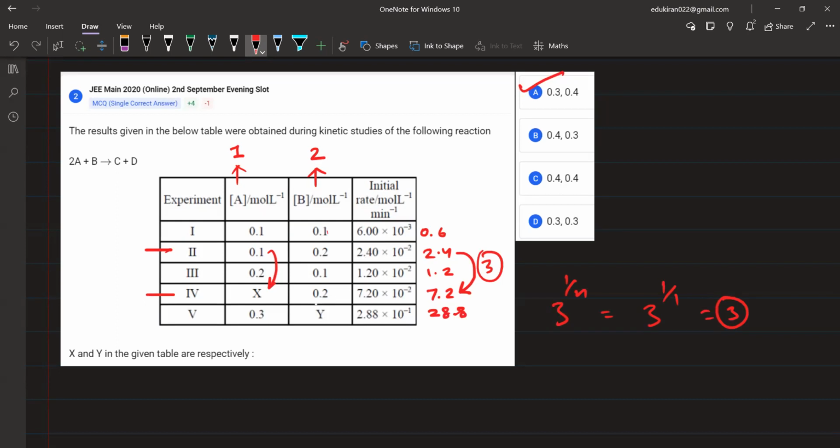Yes, sir. Similarly, if you look at 4 and 5, this is 0.3 आ गया. 7.2, this is 4 times. ठीक है. तो 4 to the power of 1 upon n. What is the order with respect to B? 4 to the power 1 upon 2, that is equal to 2. So this is the number that you will multiply with this 0.2. जिन दो equations को आप ले रहे हैं. Yes, sir. Okay. So this is the correct answer, 0.3 and 0.4.